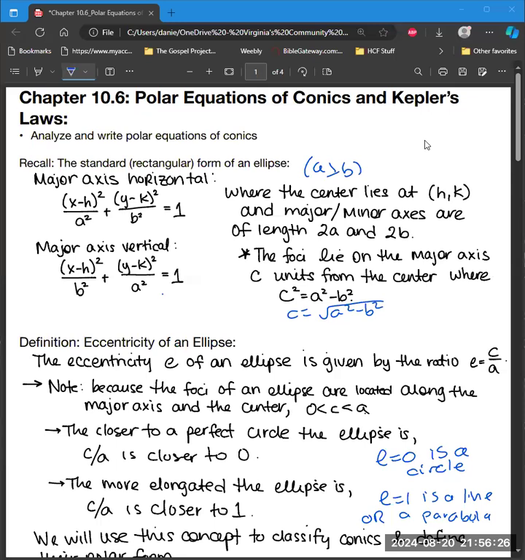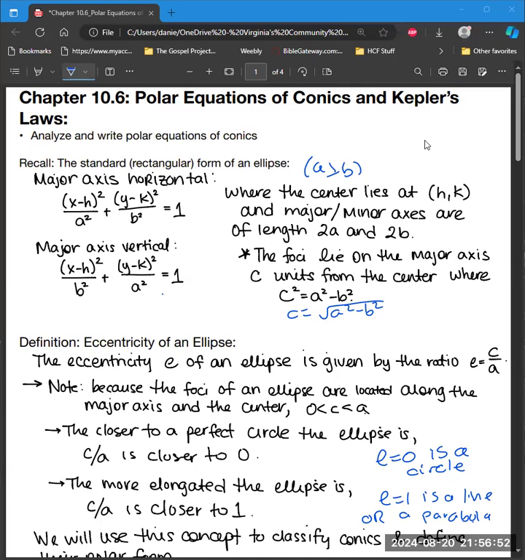Let's recall the standard form, the rectangular form of an ellipse from 10.1, with a being greater than b. If our major axis is horizontal, we have (x minus h) squared over a squared plus (y minus k) squared over b squared equals 1, where the center lies at (h, k), the major axis has a length of 2a, and the minor axis has a length of 2b.